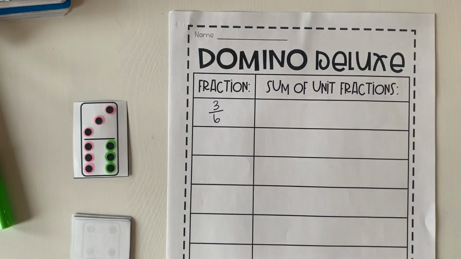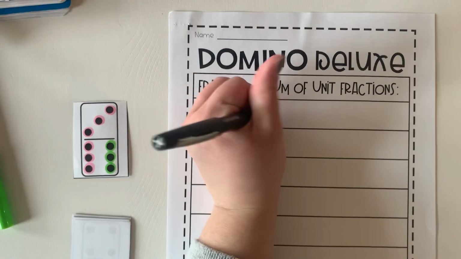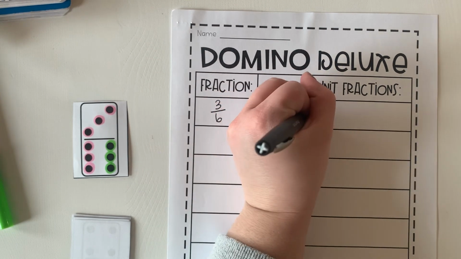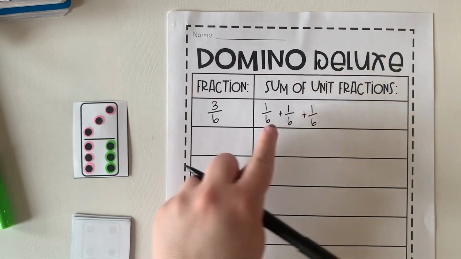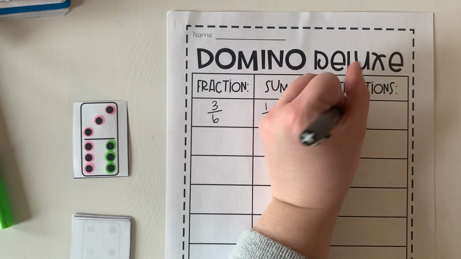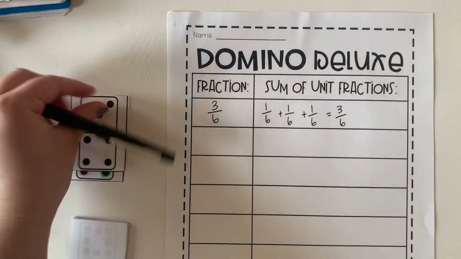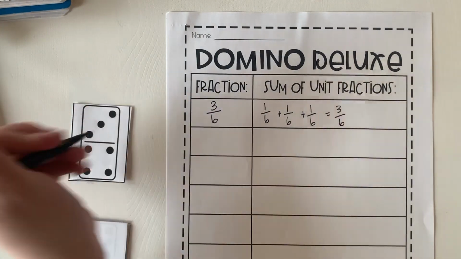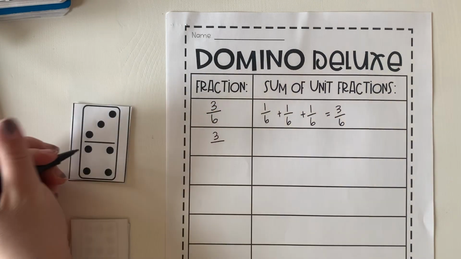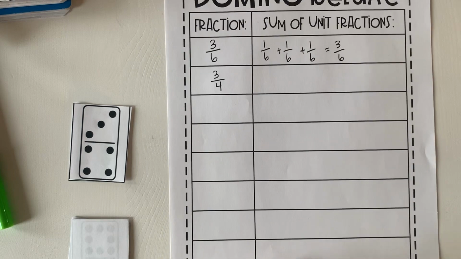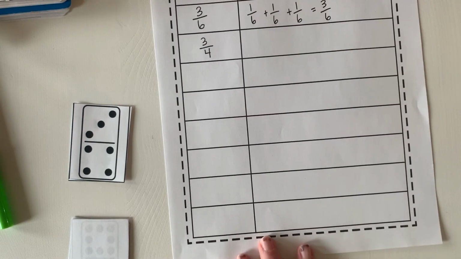Then on this side, you are going to write the sum of unit fractions. So it would be 1/6 plus 1/6 plus 1/6, because that would be 1, 2, 3 equals 3/6. Then I'll flip over another one. 3 out of 1, 2, 3, 4, 3/4. Then I'd write the unit fractions again, and you're gonna do it until you fill out all of these lines.